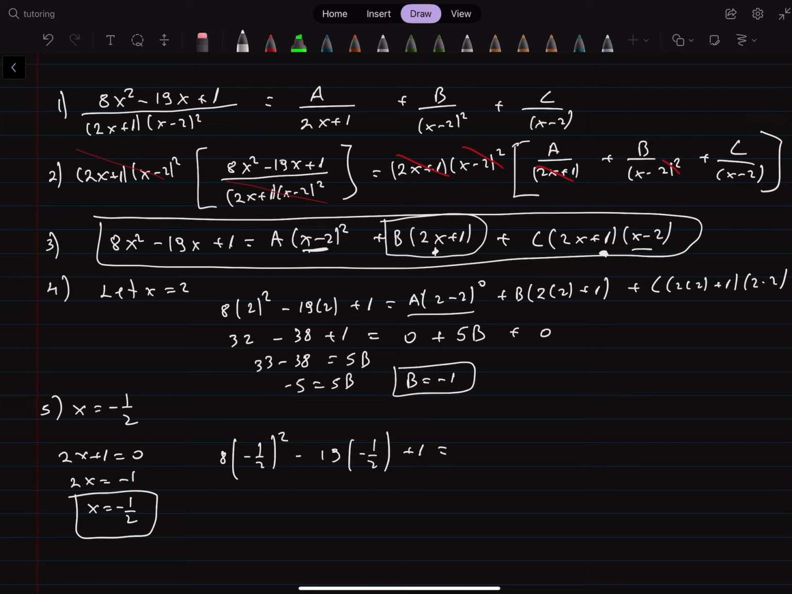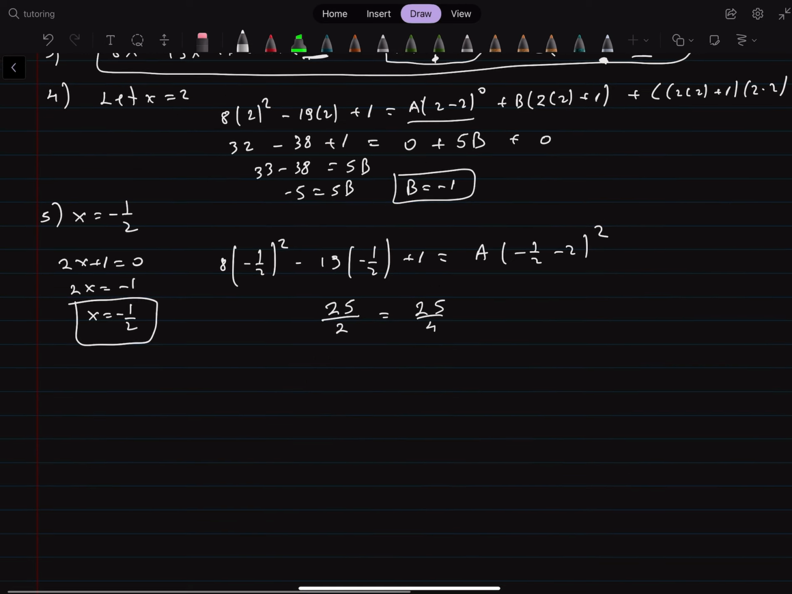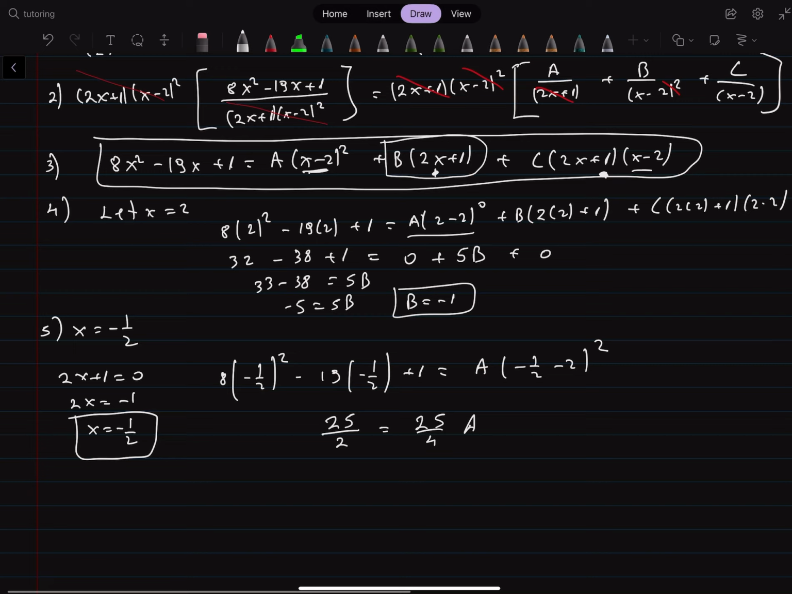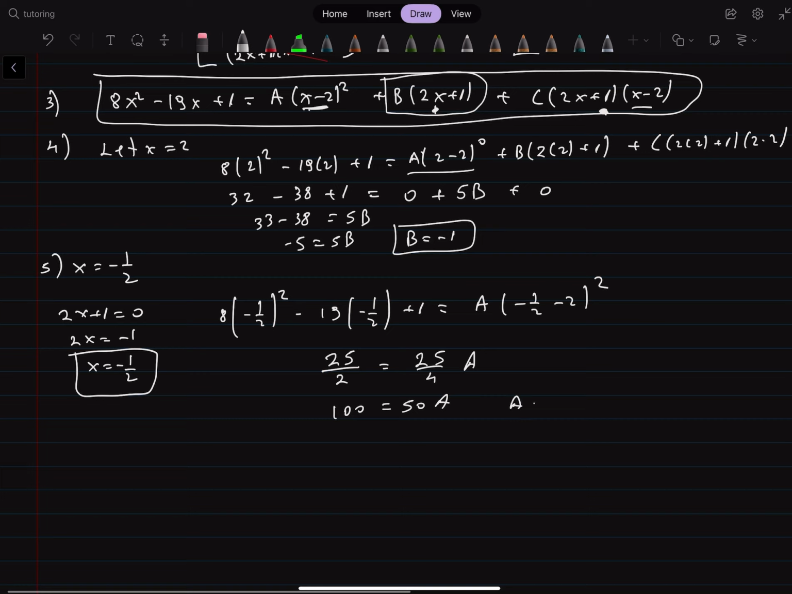So when we go back to A, we have A(−1/2 − 2)², and then we work out the other side as well. The left side is going to be equal to 25 over 2. The right side is going to be equal to 25 over 4. In this case, we can do cross multiplying. Then we would have 4 times 25 is 100 equals 50A, and then A is just going to be equal to 2.